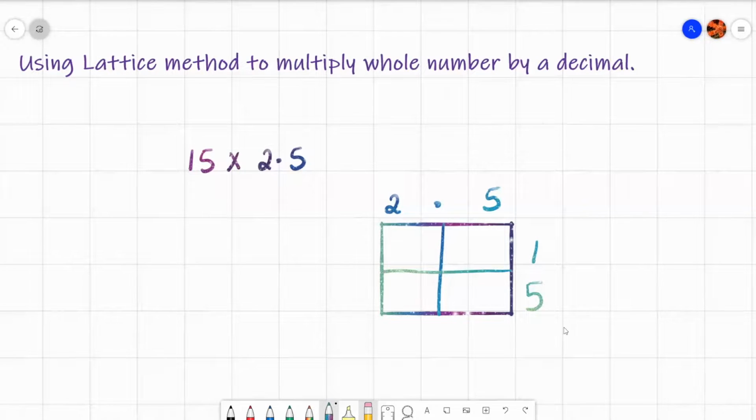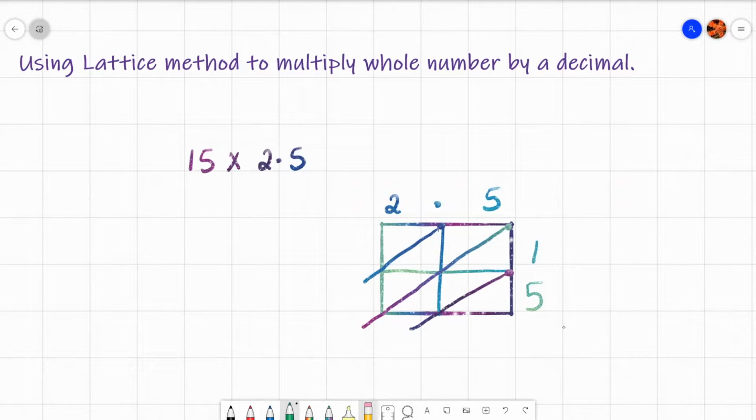Again, remember the diagonals from the top right all the way down to the bottom. It always has to be this way. If you do the diagonals the other way, it doesn't work. So top right through the middle to the bottom and extend. Top right down to the bottom corner and extend. Then you can multiply your numbers together.